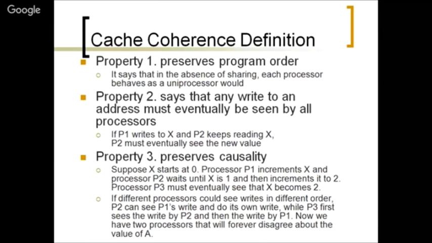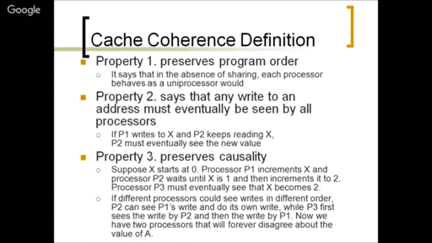And third is preserve causality. Means suppose X starts at 0, processor P1 increments X, and processor P2 waits until X is 1 and then increments it to 2. So processor P3 must eventually see X become 2. Means all the processors are synced. That's why it's the coherence. Means if I write something, then it should come to the knowledge of all the other remaining processors.